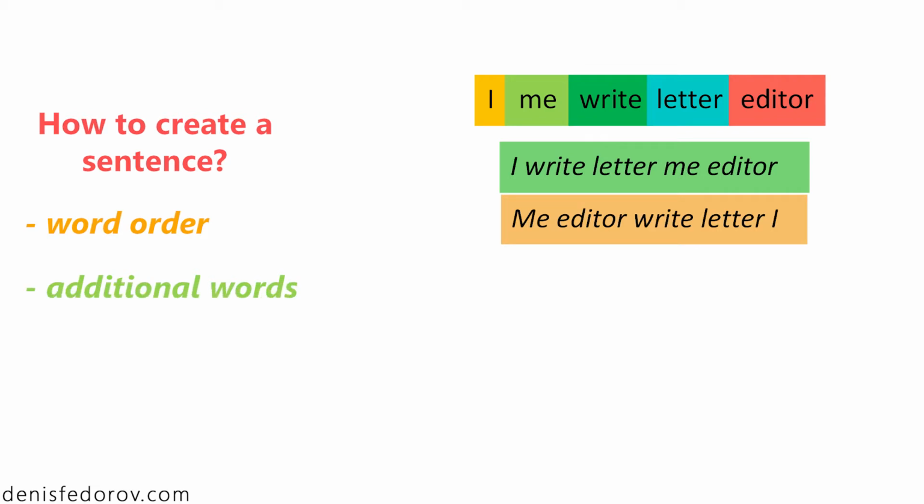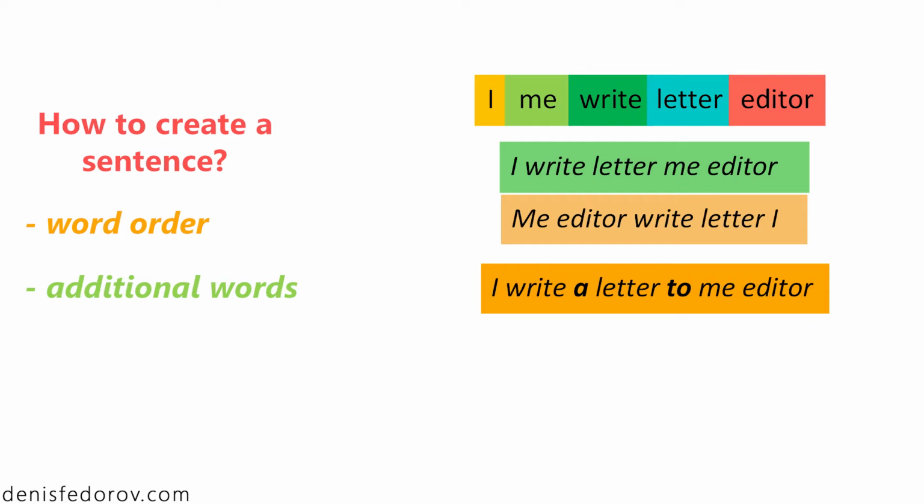The second instrument is the additional words. I write a letter to me editor. If before we had two variants to form a sentence and those variants were quite opposite, thanks to the preposition to, we were able to identify who is writing to whom. Thanks to adding additional words, now the thought is complete, but not in full.